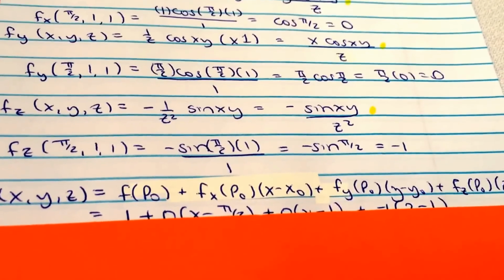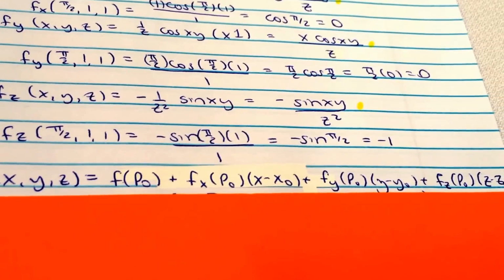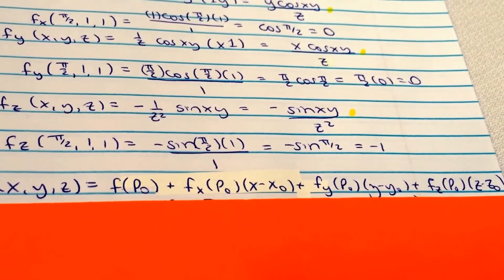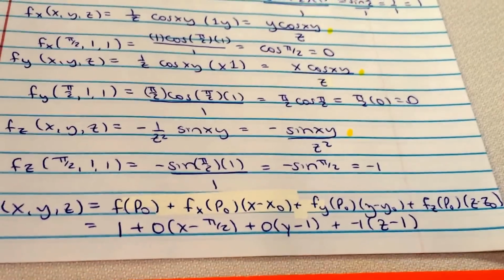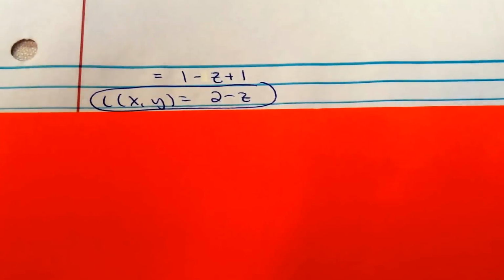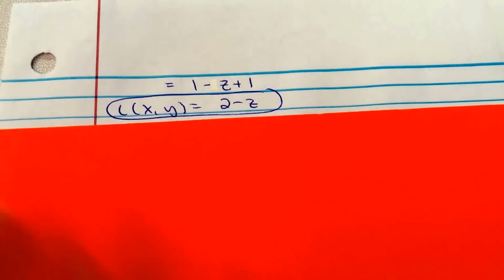So for my linearization, here's my formula. So this is, again, the 3-dimensional version of it. Plug in everything where it goes. Hold on the next page. And it simplifies down to just 2 minus z.